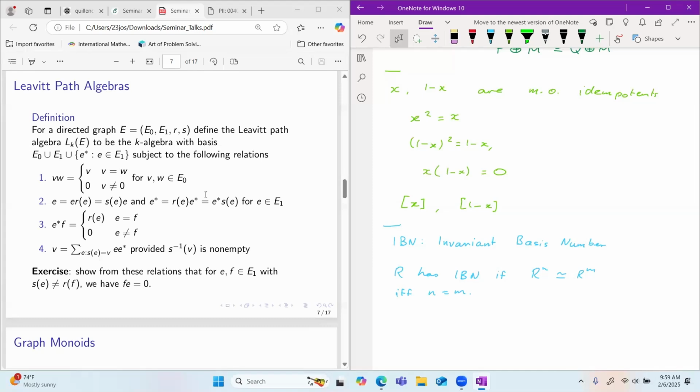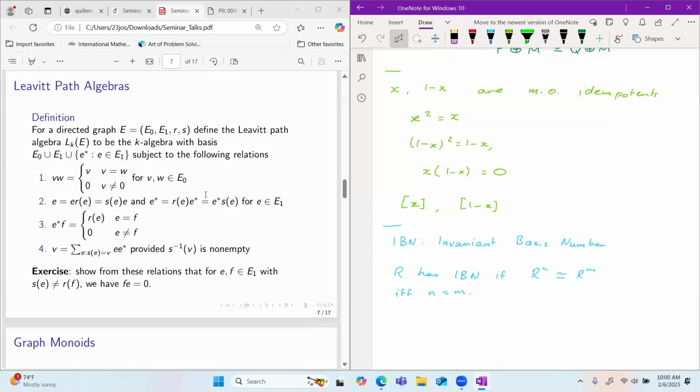So I hope to, over the next few minutes, and also over this school that we'll have in India, show you why that is and give you a taste of why people are interested in Leavitt path algebras, one of the many reasons.